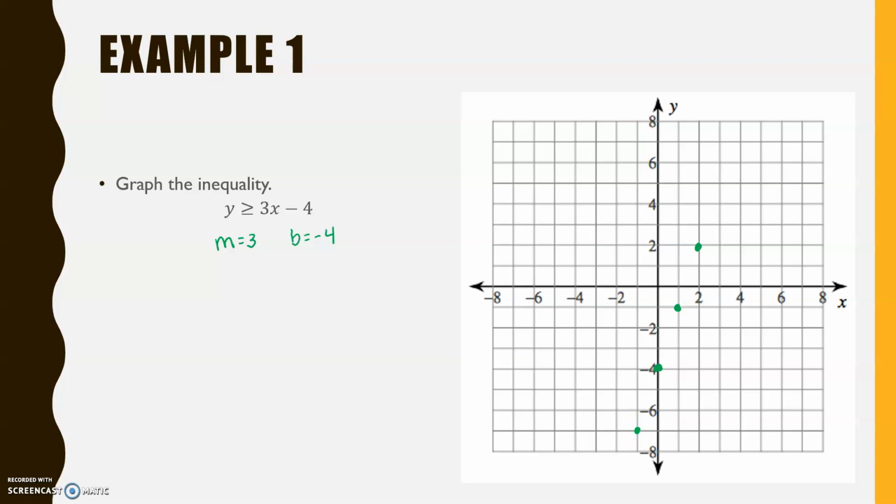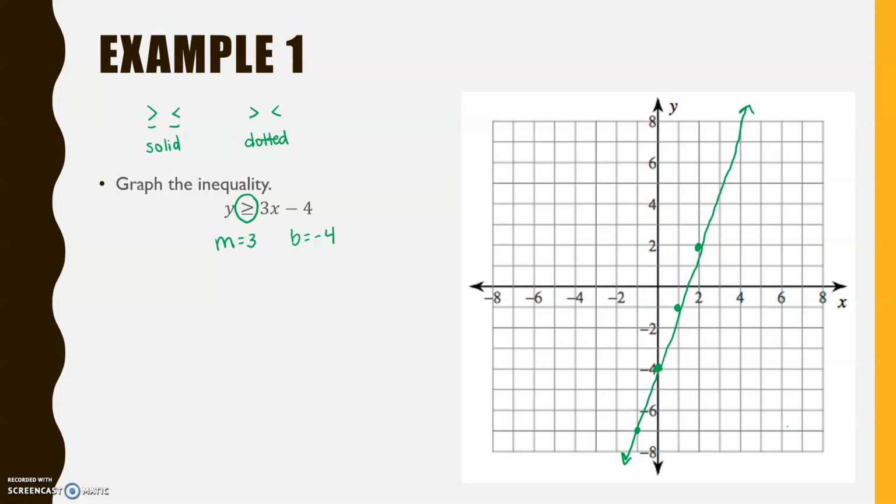Now, to determine if my line is going to be solid or dotted, I have to look at the inequality sign. If the inequality sign has the equal to sign underneath it, it's a solid line. And if it's greater than or less than without that line, it's going to be dotted. So since this one has a line underneath it, it's going to be a solid line. And with these, I do want you to try to extend it as far as you can. I know that wasn't perfect, but we're just going to do your best.